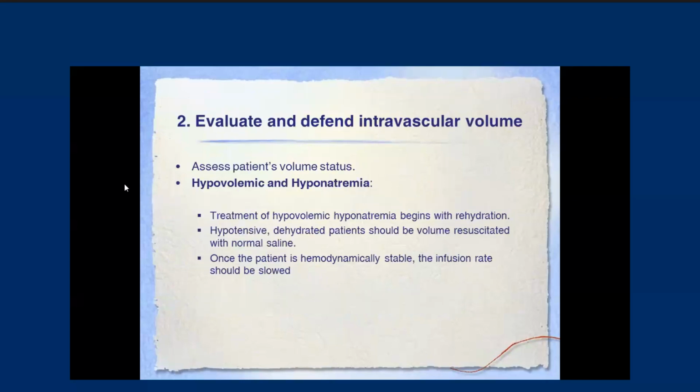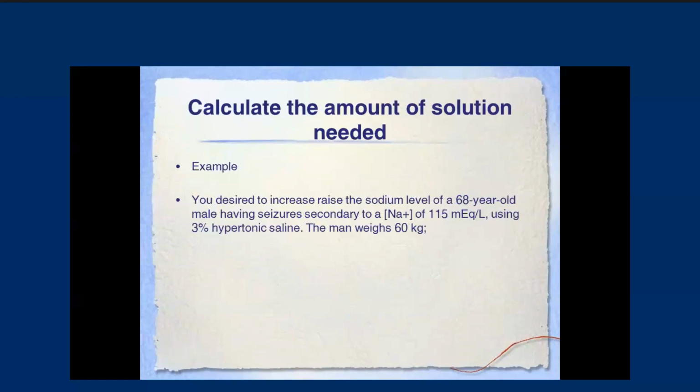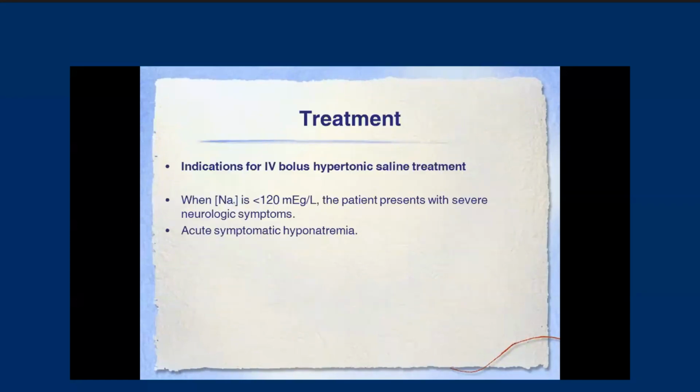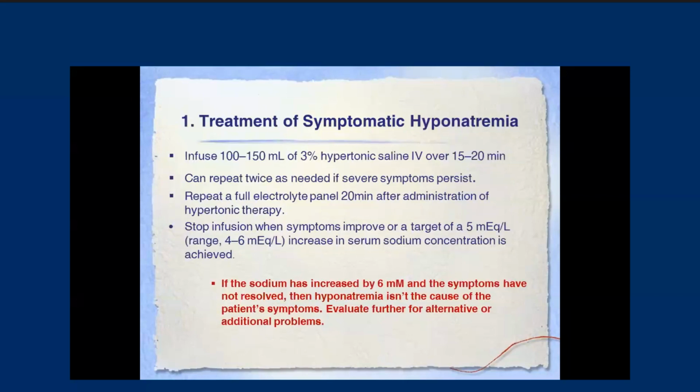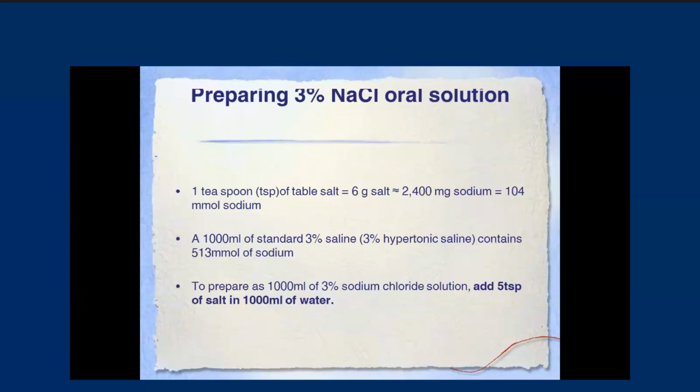So the first principle is to treat patients with severe symptoms. Irrespective of the cause, if the patient has severe symptoms, then the patient needs to be treated with IV 3% saline. If you don't have IV 3% saline, then we can use the PO one. So irrespective of the cause, in acute symptomatic hyponatremia, and in those patients with a sodium level of less than 120 and with severe neurologic symptoms, it is indicated to treat this patient with 3% saline.